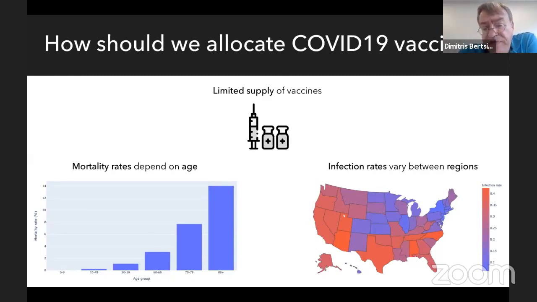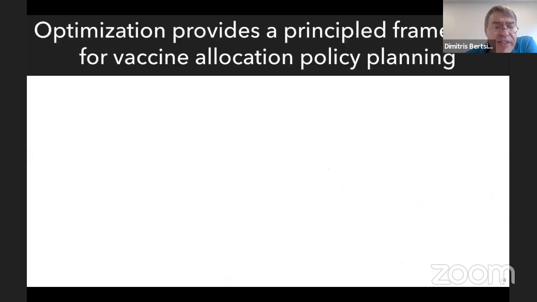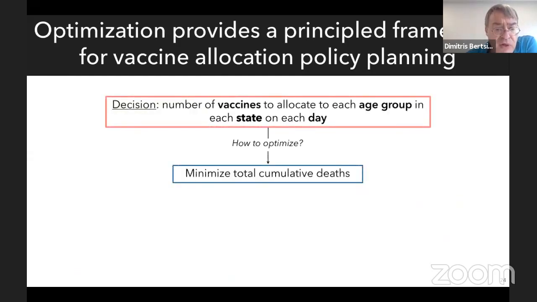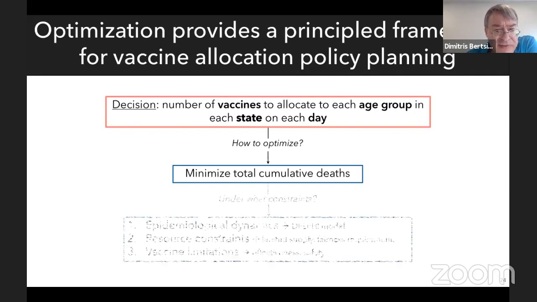In addition, the infection rate among various countries and various states in the United States varies significantly. For example, nowadays the Northeast, which was in particularly bad shape in the early parts of the pandemic, is in better shape compared, for example, to the Southwest of the United States. So the question is, how can we have a principled way of allocating vaccines? We developed an optimization model that tries to minimize cumulative deaths.